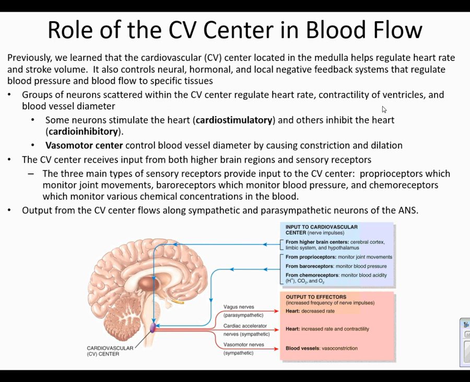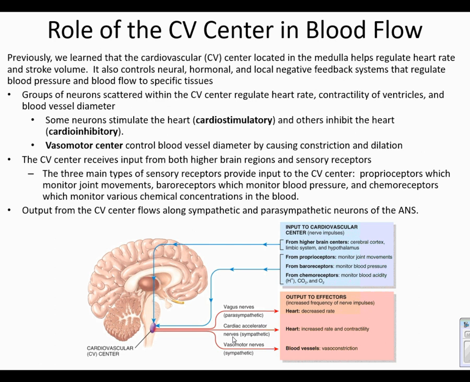We have groups of neurons scattered within the cardiovascular center that regulate heart rate, contractility of our ventricles, and blood vessel diameter. So we're going to be talking about cardiostimulatory neurons, those that stimulate the heart. Cardioinhibitory, those that inhibit it. And then the vasomotor center, it's kind of the other aspect of that CV center, is related to the vessel diameter. Okay. And so you can see those things down there are all going to relate to that wonderful autonomic nervous system that we just can't get away from, our sympathetic and parasympathetic divisions.